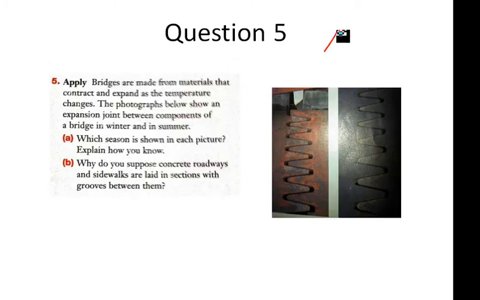Last question. We have two pictures here. Bridges are made from material that contract and expand. The photographs below show an expansion joint between components of a bridge in winter and in summertime. Which season is shown in each picture? Explain how you know. So what do you notice here about the spaces between the bridge? So one section of the bridge and here's another section.